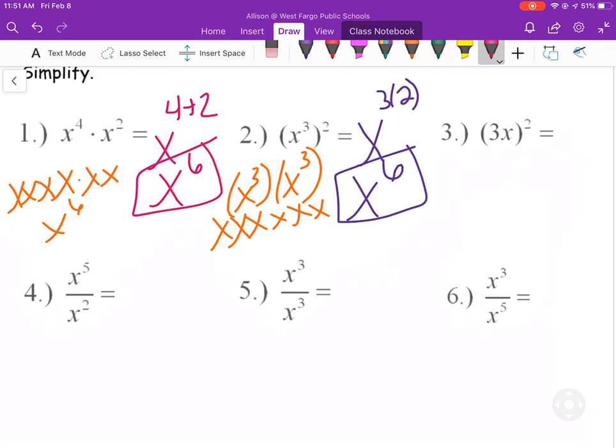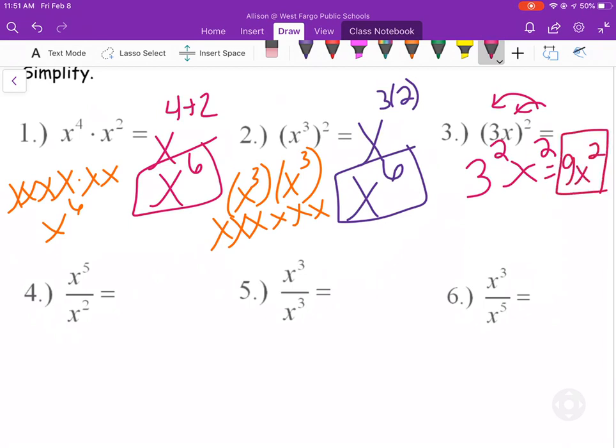Number 3, this one is the power of a product. So you have a product here, 3 times x raised to the 2. So you need to distribute this exponent to both. So that's going to be 3 squared times x squared, which simplifies to 9x squared. 3 squared is 9. Why does that one work? Well, 3x squared really means 3x times 3x. Squaring something means times it by itself. So 3 times 3 is 9. x times x is x squared. So doing it two ways, trying to show you how the rule is working as well.